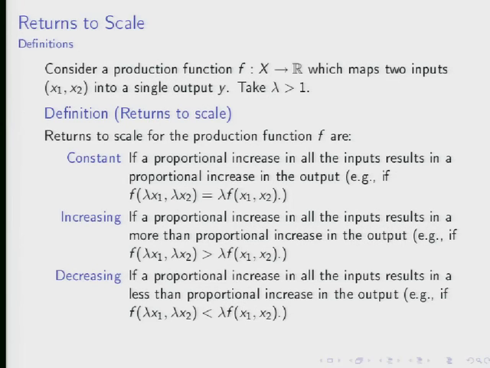So an increasing returns to scale production function is one where we double the inputs and we get more than double the output. Any thoughts? What's an example of such a technology? Okay, so hold on. So the example here is electricity generation. Okay, so electricity is the output, and what are the inputs?